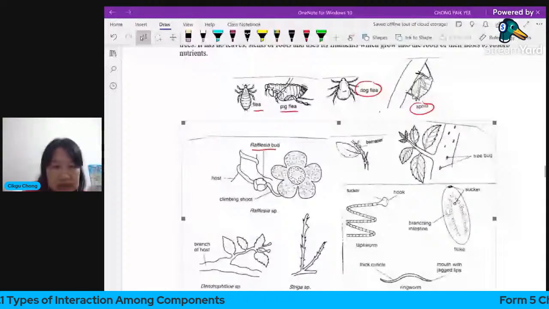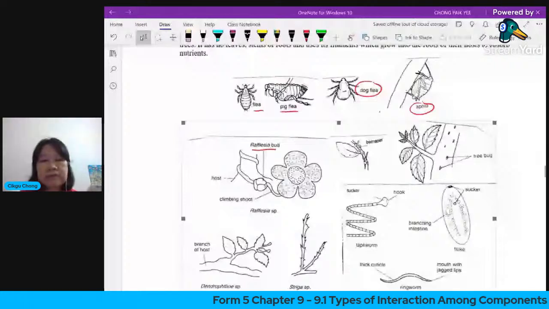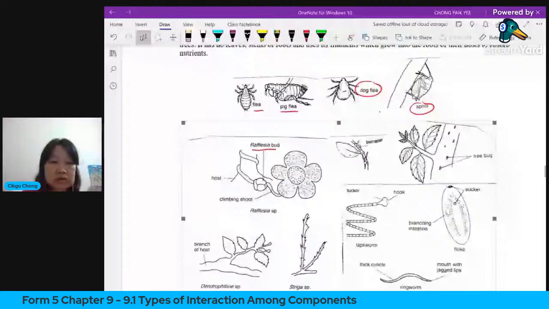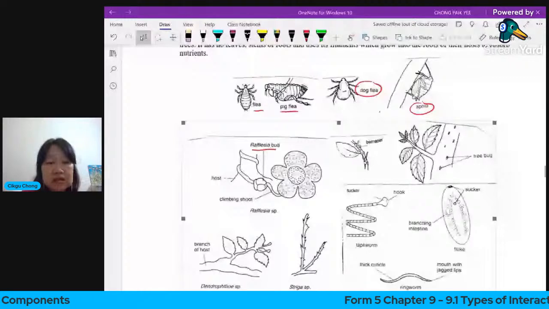something to attach themselves to the host. For example, the louse. Louse and lice have the same meaning. Louse is singular, lice is plural. And the flea will hook on with its legs, so that they do not get removed easily. They get stuck onto the fur of the animal.